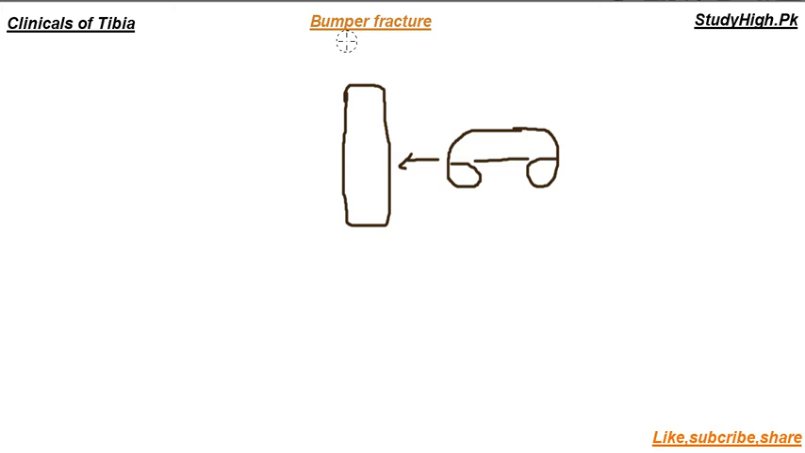Bumper fracture or compound fracture of the tibia occurs. In a bumper fracture, here is your tibia bone, it may be fractured from this part totally, and its fibula bone will also be broken because the bumper, or a large force, has broken the shaft of the tibia. Not from its commonest site, maybe from the upper one third, depending on where the bumper hits the bone.